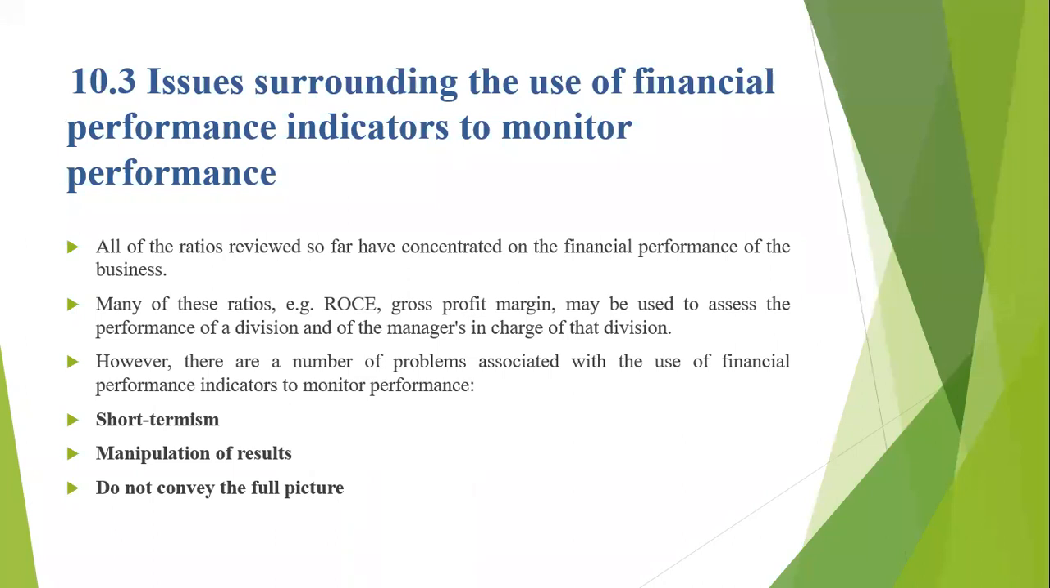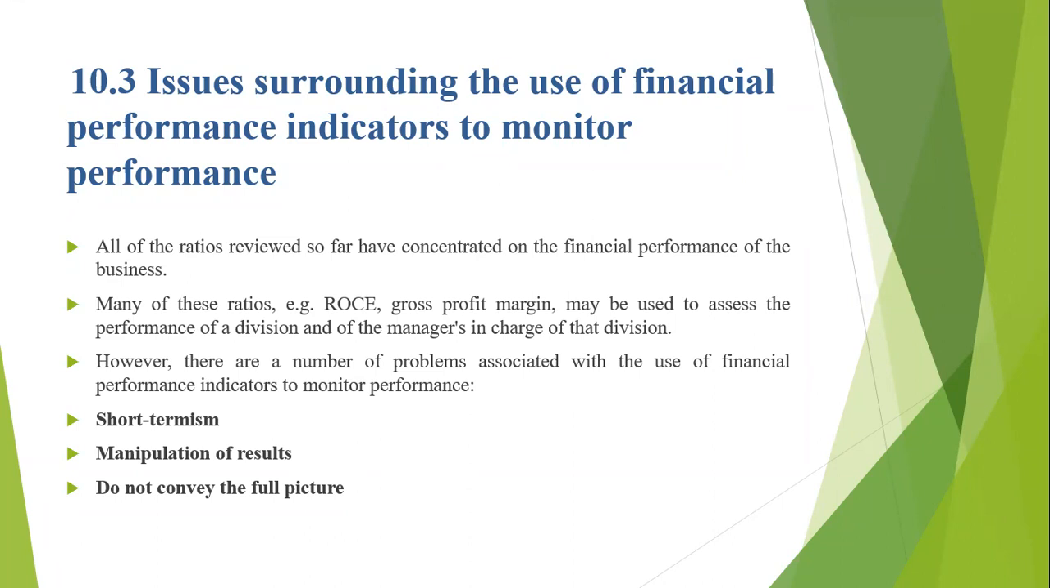All of the ratios reviewed so far have concentrated on the financial performance of the business. It was looking at the financial aspects, the performance, even the position. It's predominantly financial health that you've been investigating. Many of these ratios, say the return on capital employed and the gross profit, may be used to assess the performance of a division and of a manager in charge of that division. Yes, that's true. You can use these ratios comfortably in assessing performance. However, there are a number of problems associated with the use of financial performance indicators to measure or monitor performance.